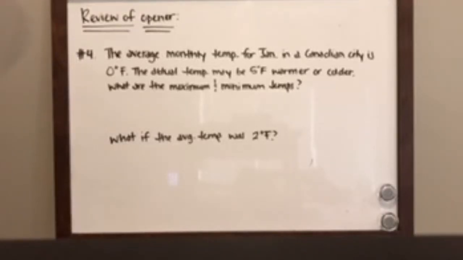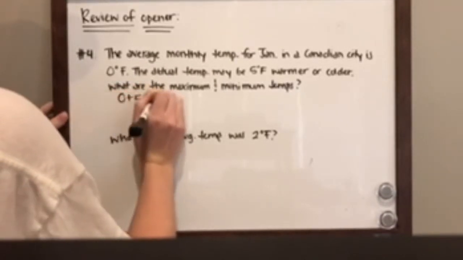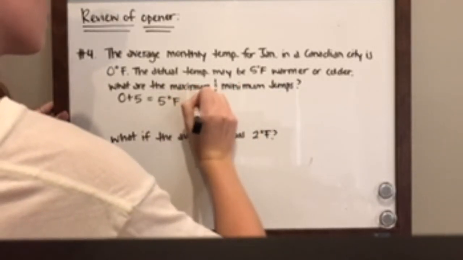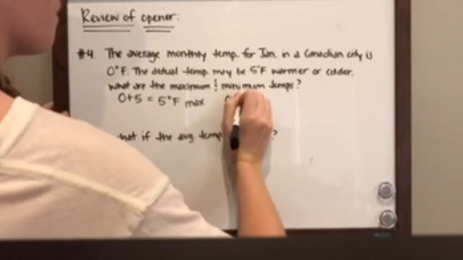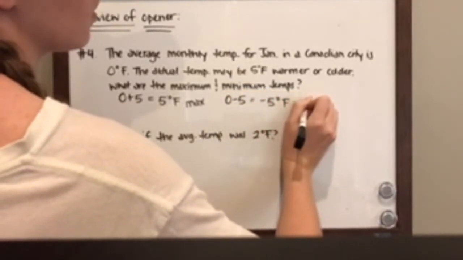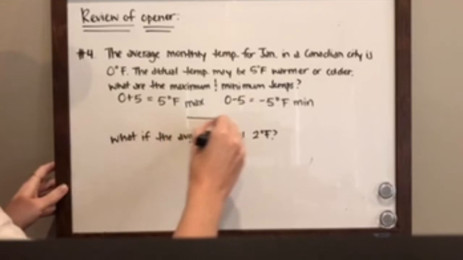This next problem says that the average monthly temperature for January in a Canadian city is 0 degrees Fahrenheit. The actual temperature may be 5 degrees warmer or colder from that 0 degrees. So if we want to know the maximum and the minimum temperatures, you can easily come up with this in your head. You could say 0 plus 5 would give us 5 degrees Fahrenheit. That's going to be our max. And you could say 0 minus 5 is going to give us a temperature of negative 5 degrees Fahrenheit, which is our min.